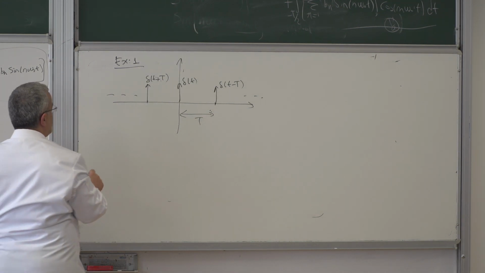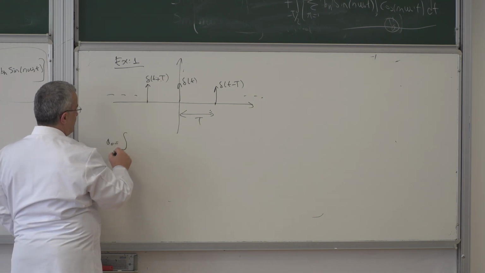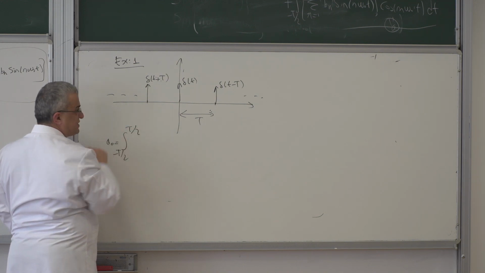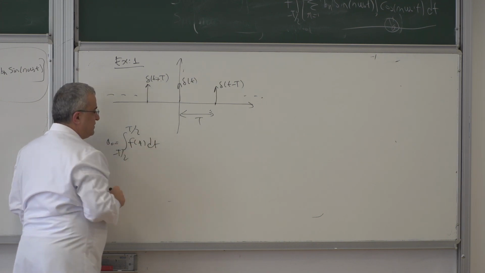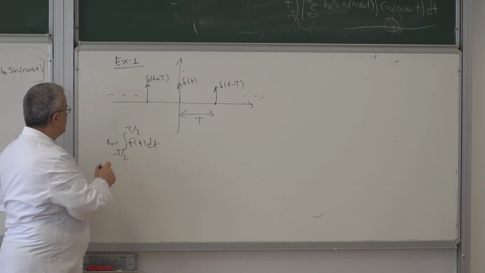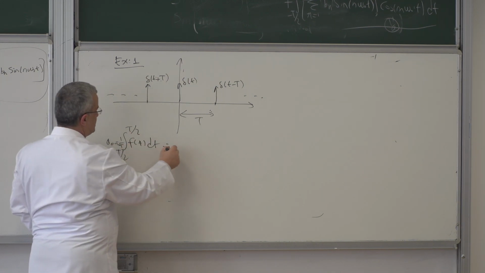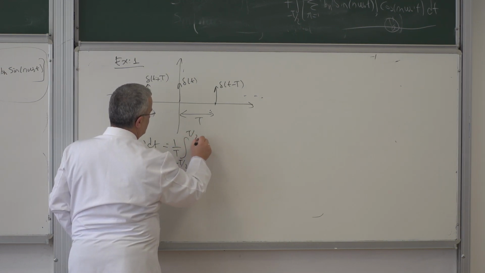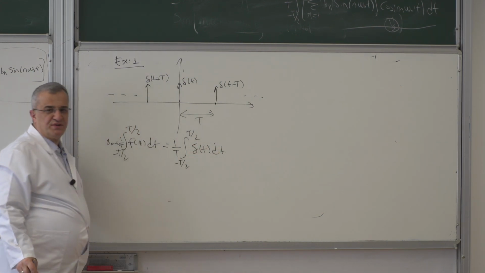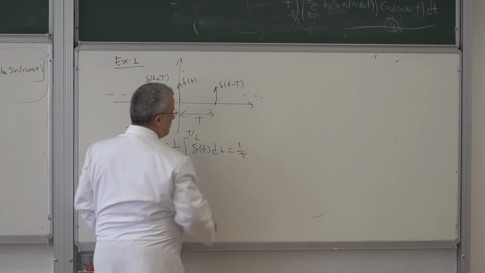So what is A0? A0 is from minus T over 2 to plus T over 2. Let's apply the definition: f of t dt, right? So this is 1 over T here as well. So what is this now? 1 over T, integral from minus T over 2 to plus T over 2, f of t is delta of t, dt. What is the value of this integral? 1. So this is 1 over T.